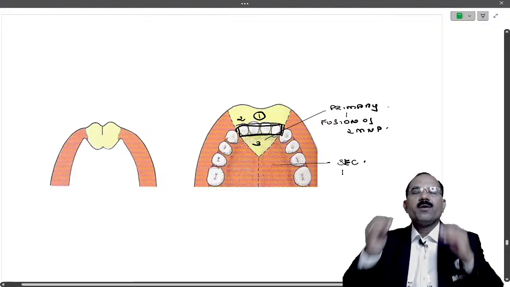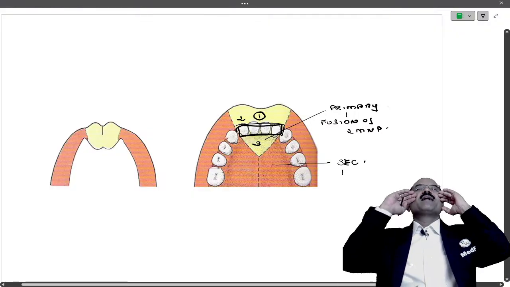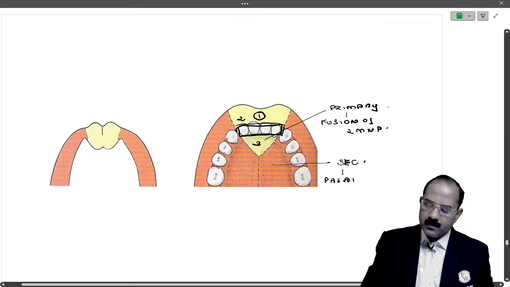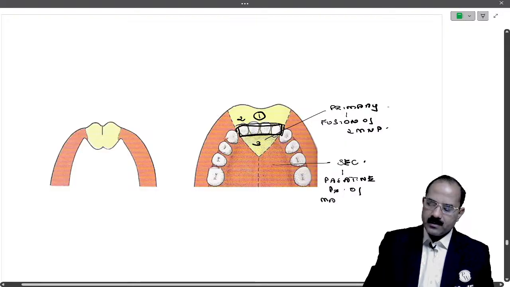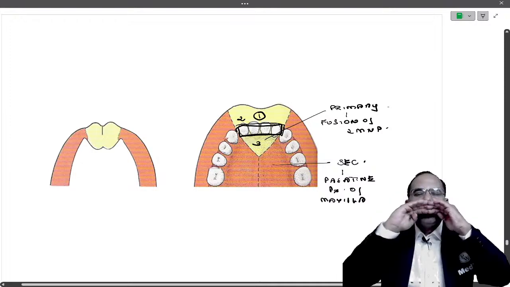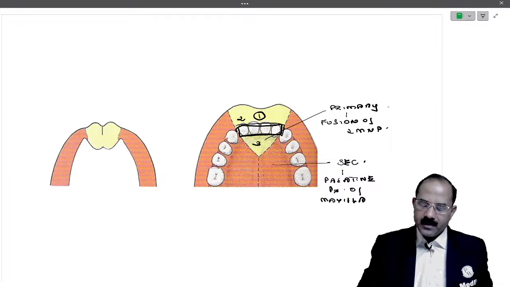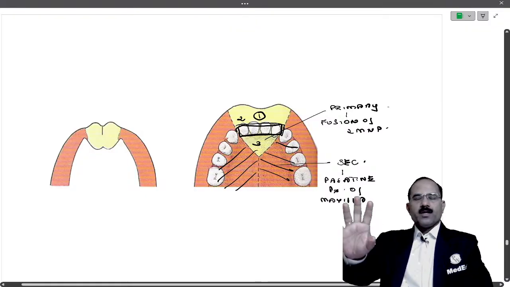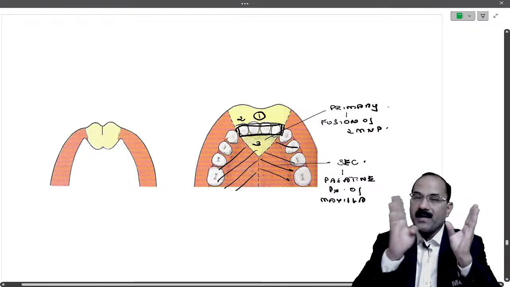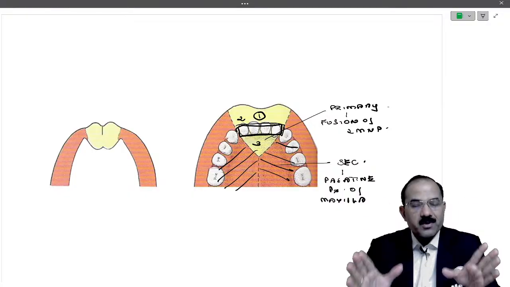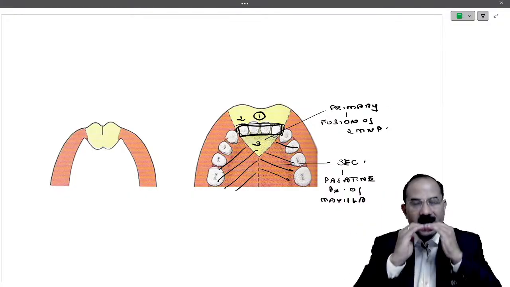Secondary palate is derived from, what is this bone? Maxilla. And the maxilla will send two processes like this, and this is what we call the palatine process of maxilla. The two palatine processes of maxilla fuse with each other and with this primary palate, and this is what we call the secondary palate. Okay, bacha. So primary palate is derived from the fusion of two medial nasal processes. Secondary palate is derived from the fusion of two palatine processes of maxilla.